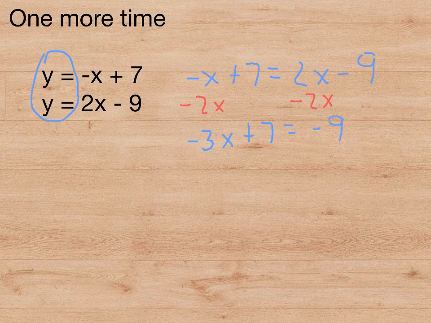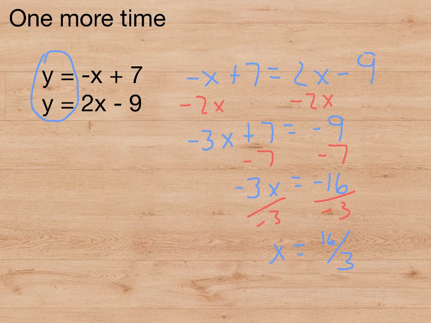I'm going to go ahead again and move my constants over to the right. So now negative 3x equals negative 16. And then finally we know we're going to finish up with a division. So I know that x is equal to 16 over 3. Not a very pretty answer, but they don't always end up as whole numbers.